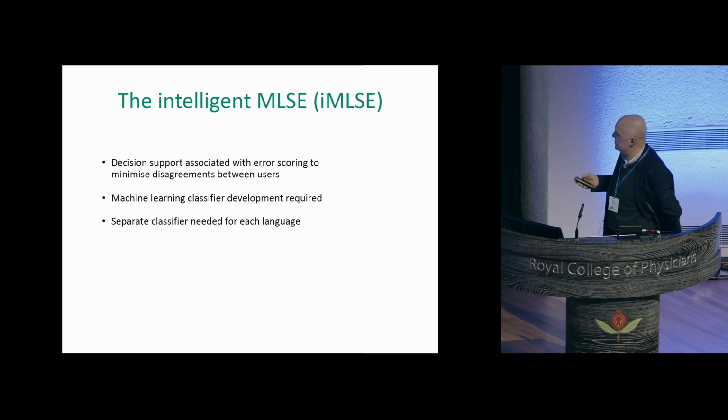And then the next stage, we want to develop the intelligent MLSE with decision support built into it, which associates sounds with the correct error types, again using gold standard classifications from John Hodges trained cognitive neurologists and the people that we trained as well. You need obviously a machine learning classifier development for this, which we're engaged with, and you need a separate classifier obviously for each language. So that's it, brief run through.